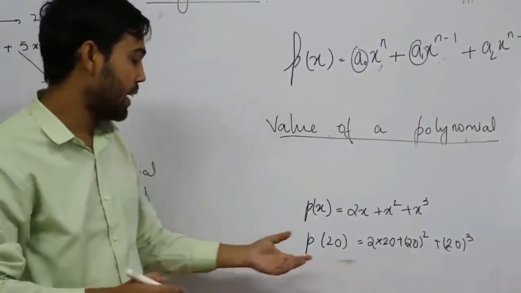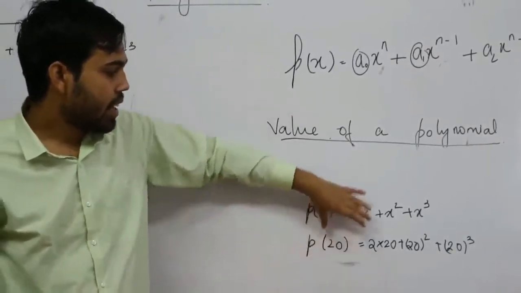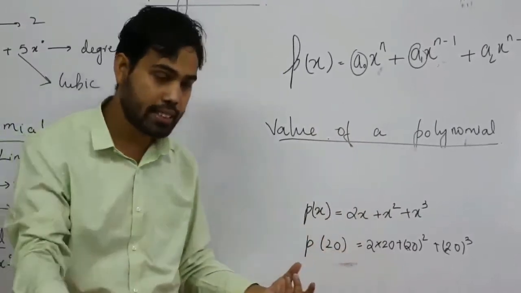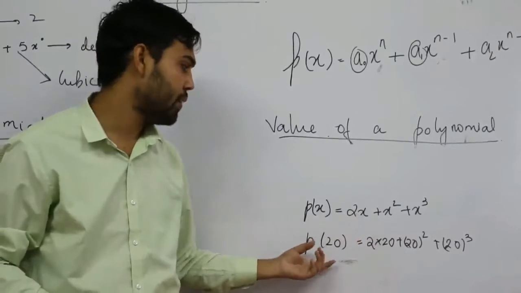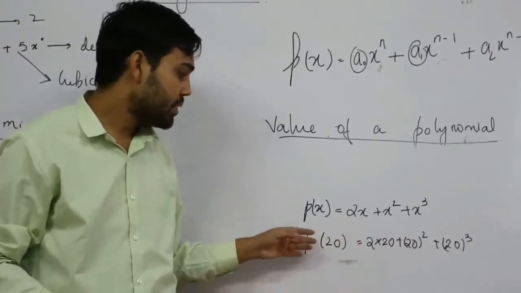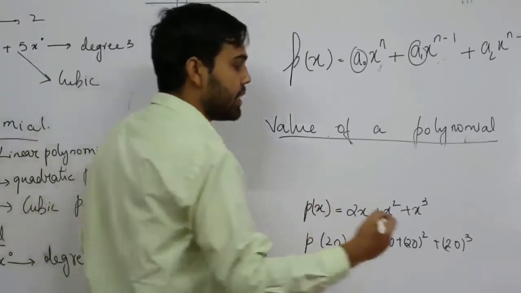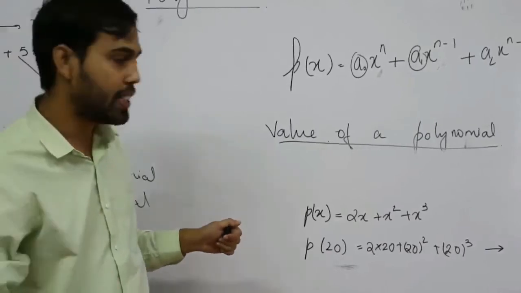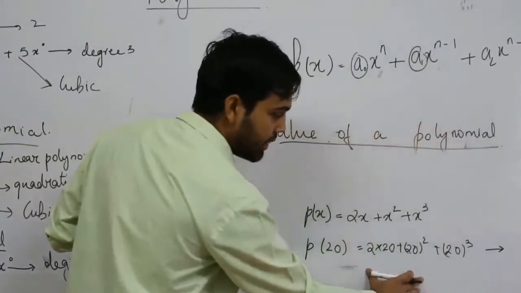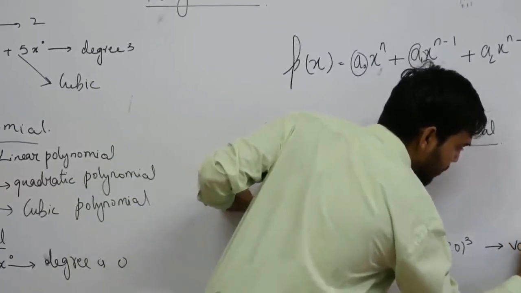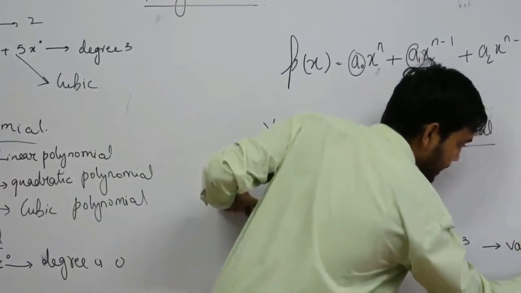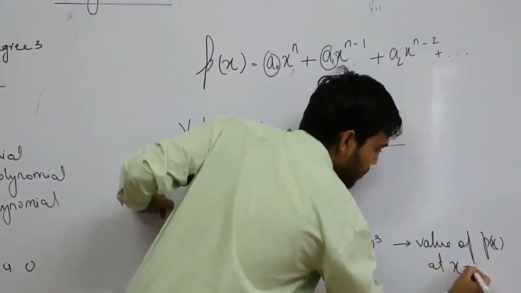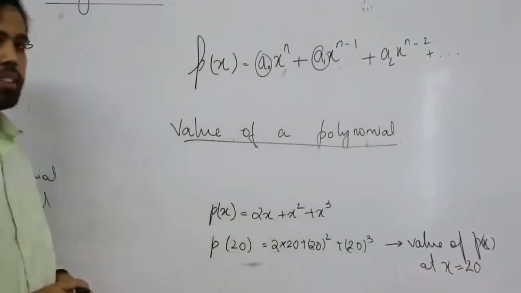So why did I take this example? See, in here I have a general polynomial, and from this general polynomial I am particularizing the value of X. That means I am putting a particular value of X. In this case I am putting 20. So this particular value that I will be obtaining is known as the value of the polynomial at X is equal to 20. So the value that I will get in here is the value of the polynomial P of X at X is equal to 20. So I hope this is clear.